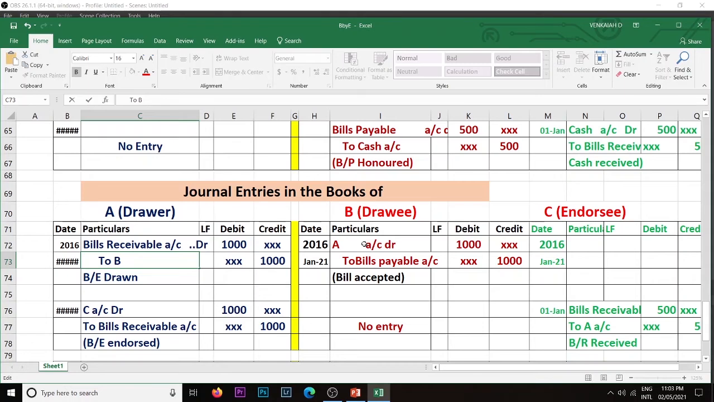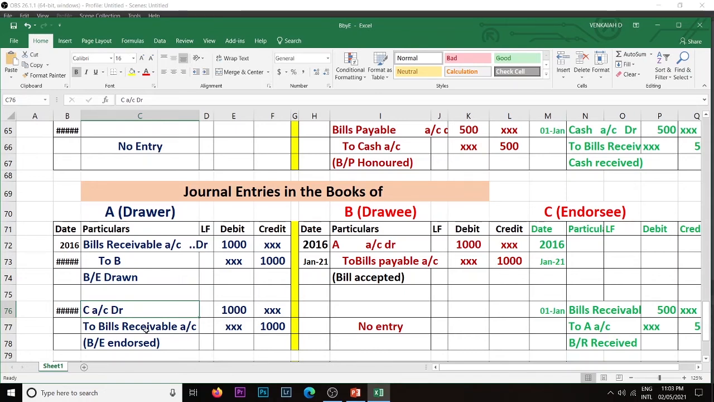And B is accepting the bill. That's why A account debit to bills payable account, bill is accepted. So between A and B, the bill is drawn and accepted and returned to A. That is over. Now the bill is with A. A endorsed this bill to C.